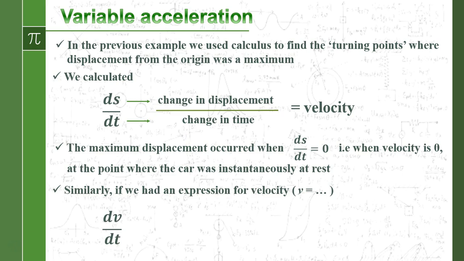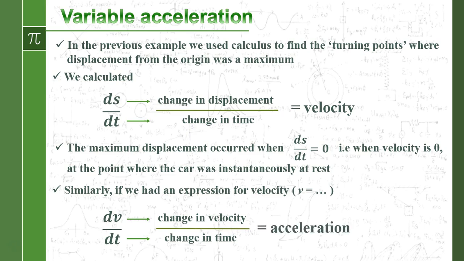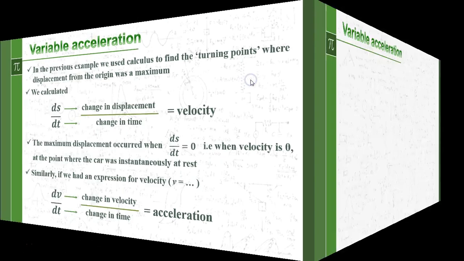And then if we had an expression for velocity, let's go for this one. If we differentiate velocity, differentiate v, we get dv/dt. Same idea, change in velocity over change in time. You can probably see where this is going. Change in velocity over change in time is acceleration. So the three things, displacement, velocity, acceleration, are all linked together via differentiation. Get from one to the other.